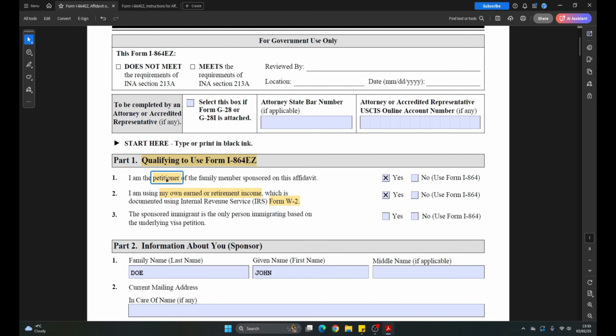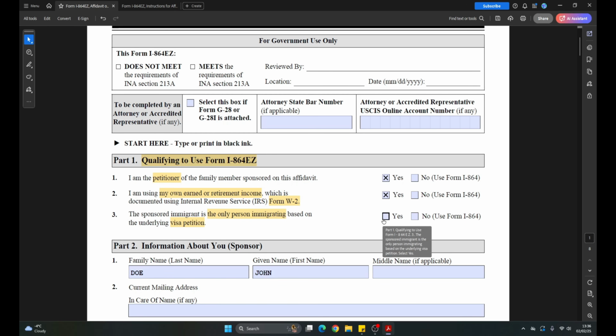And finally, as a petitioner who is using your W-2 income, you also can only fill out this form if the immigrating relative is the only person immigrating based on an underlying visa petition. So what this means is if you are filing the form I-130 and the person listed in the I-130, the beneficiary, is the only person immigrating, so they have no derivatives, then you technically should be able to use the form I-864EZ.